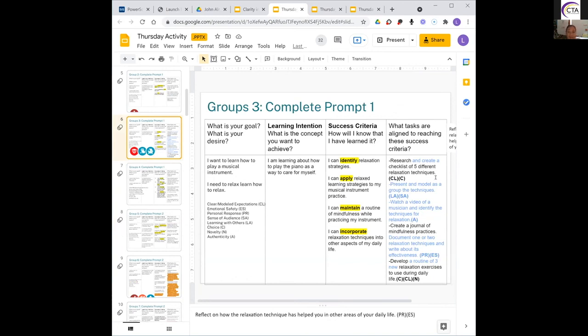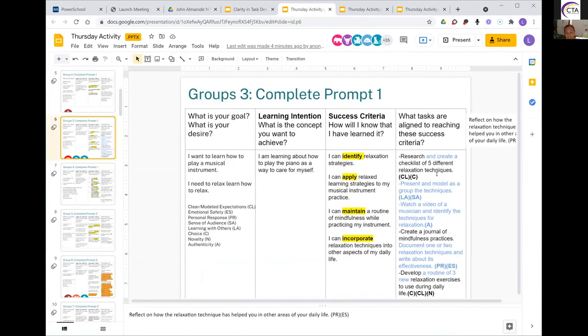And we were talking about learning how to play the piano as a way to care for myself, and looking at the success criteria. We felt that some of the things need to be a little more specific. So we made some adjustments to some of them and then added a few. We said to research and create a checklist of 5 different relaxation techniques to give them a clear expectation, and to give them some choice about which relaxation techniques they wanted to research more of.